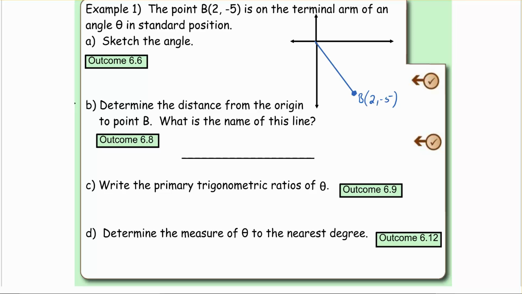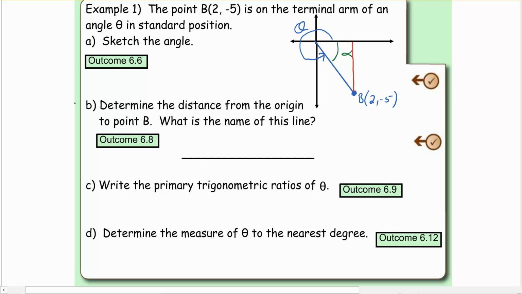All right, this one says the point B is at (2, -5) on the terminal arm of an angle theta in standard position. It says sketch the angle. So what we've got to do first is figure out what this angle actually is. There's two ways of thinking about the angle. There's the angle theta, the one that's going around, like the rotation angle, or there's the reference angle alpha coming from this side. It's going to be easiest if we draw a triangle.